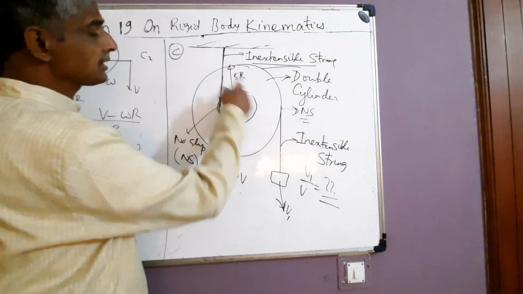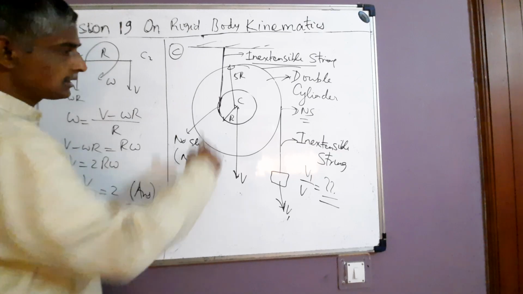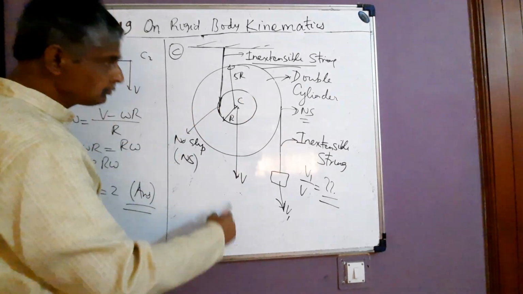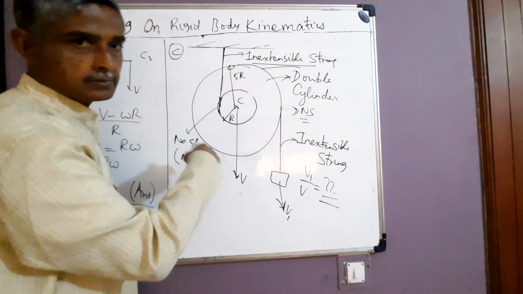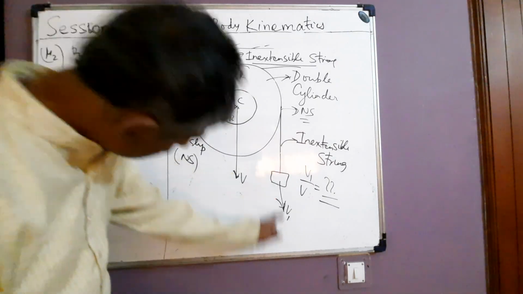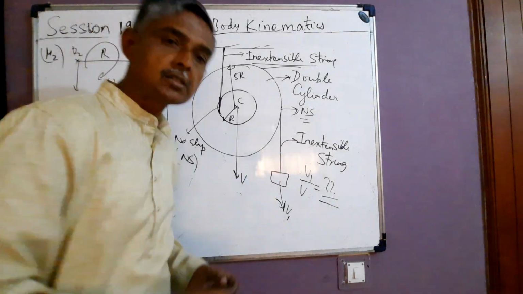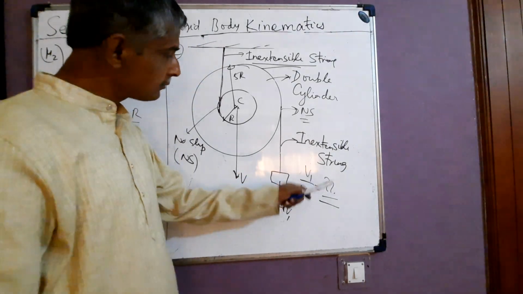So this and this are inextensible string. Here there is no slip. Here also it is no slip. So as the center goes down, the string unwinds. String unfolds over the inner cylinder. It becomes longer and longer. And this block also moves downward. Okay. And here they both have no slip. And string is inextensible. We have to find the value of the ratio of V1 by V.